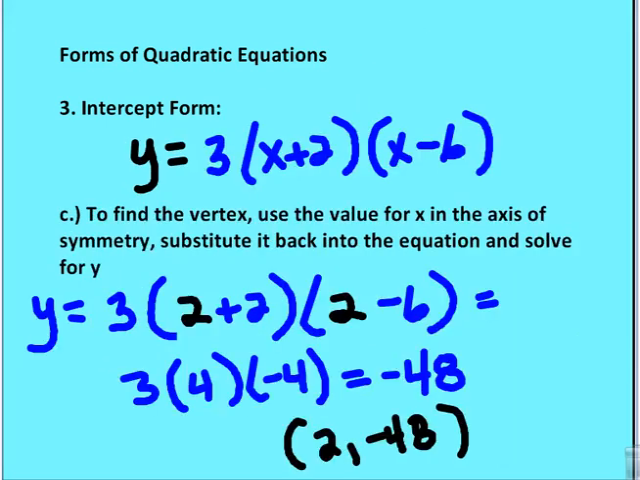We're going to use that information to find the vertex, substituting 2 into the function. 3 times 2 plus 2 times 2 minus 6 gives us 3 times 4 times negative 4. Negative 16 times 3, negative 48. 2 is the value for x. Negative 48 is the output for y. That's our vertex, (2, -48).